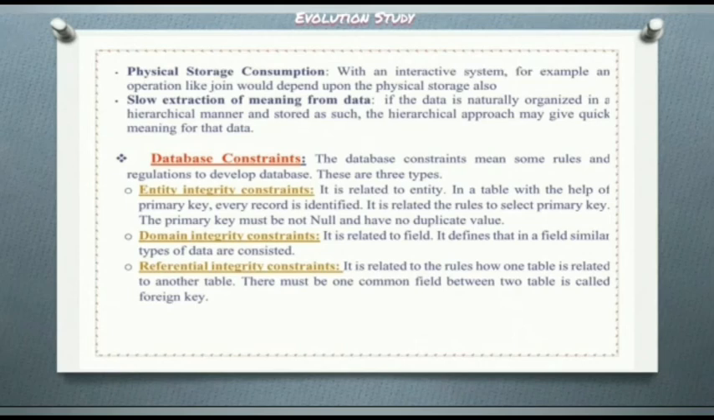Now, what are domain integrity constraints? It is related to the field. It defines that in a field, similar types of data are consistent. What are referential integrity constraints? It is related to the rules of how one table is related to another table. There must be one common field between two tables, called the foreign key.